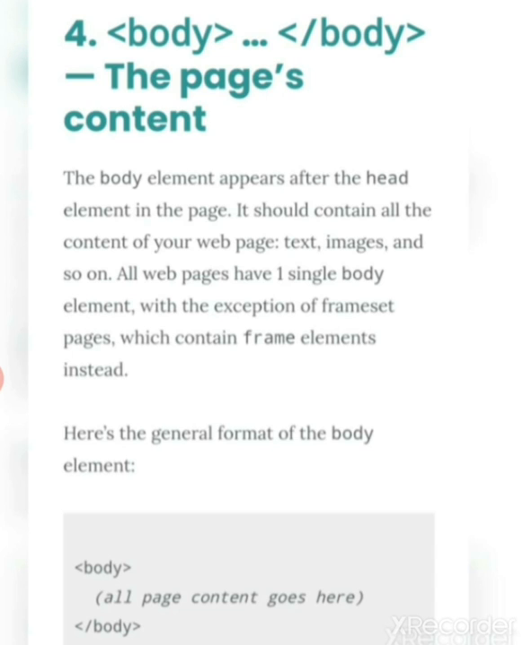The next is the body tag. The page content is placed in the body tag. The body element appears after the head element in the page. It should contain all the content of our page, like text, images, and so on. All web pages have one body element, with the exception of frameset pages, which contain frame elements. So, on a web page, there should be only one body element. Here is the format of the body element.